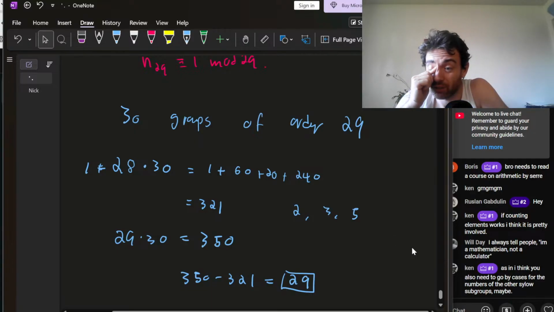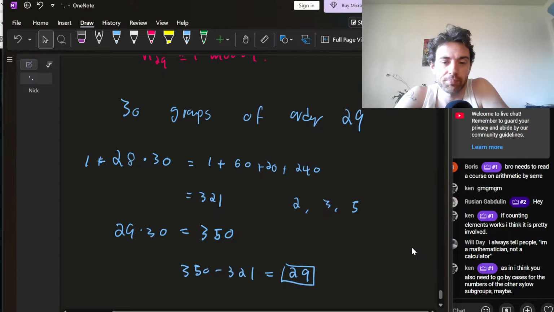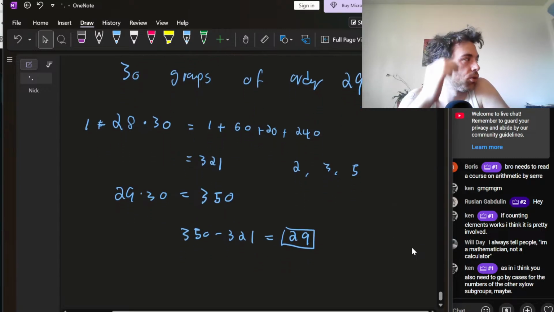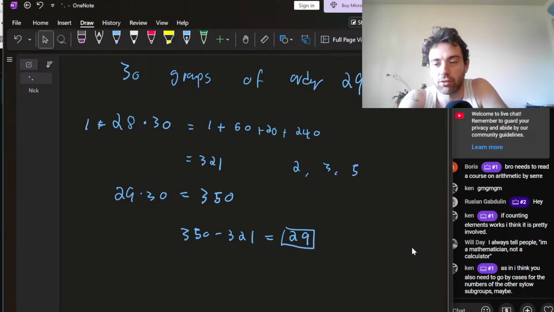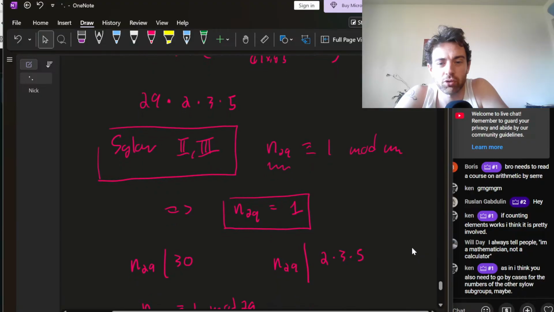As in, you think I need to go case by case for the numbers of other Sylow groups, maybe? Oh, yes, right. That's true. Right. So, if any one of these other Sylow groups, right? Because what was the original question? It was just to show that it has a normal subgroup of order 29, or just that it has a normal subgroup.